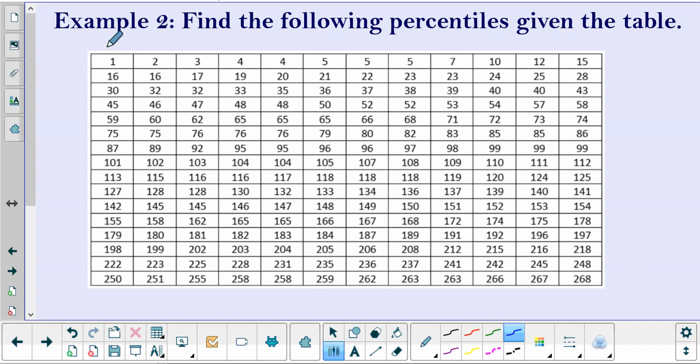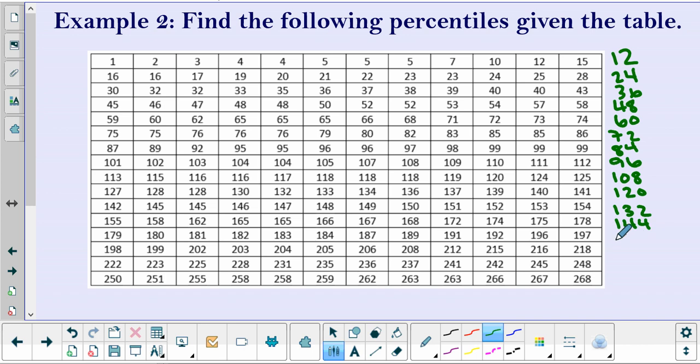So let's see how many columns we have. I have 1, 2, 3, 4, 5, 6, 7, 8, 9, 10, 11, 12 columns. That means that this is position number 12. So this is position number 24, and I'm going to count by 12s all the way down. So that's 36, 48, 60, 72, 84, 96, 108, 120, 132, 144, 156, 168, 180, and 192. Oops, I forgot my 100 there.